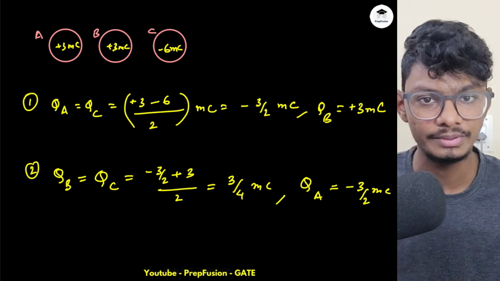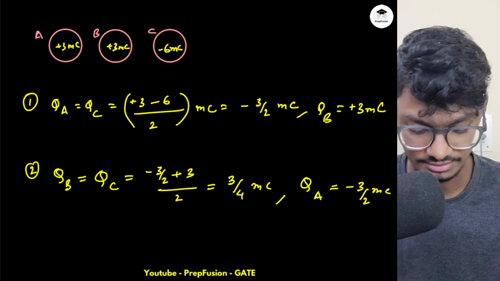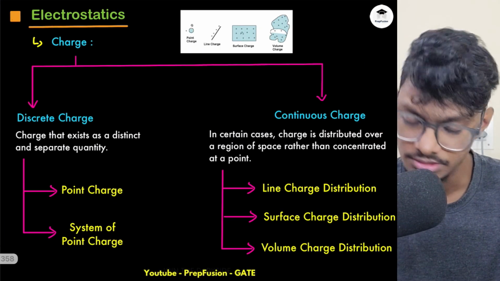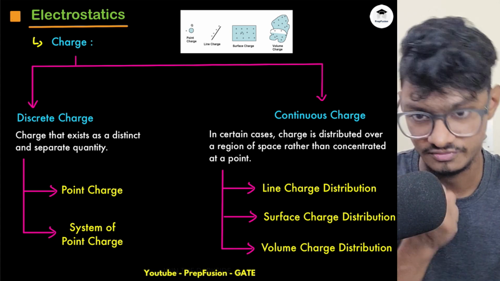So objects B and C will repel, A and C will attract, and A and B also will attract. Okay, so that's it about this charge transfer topic. Now we'll understand different distributions of charges.